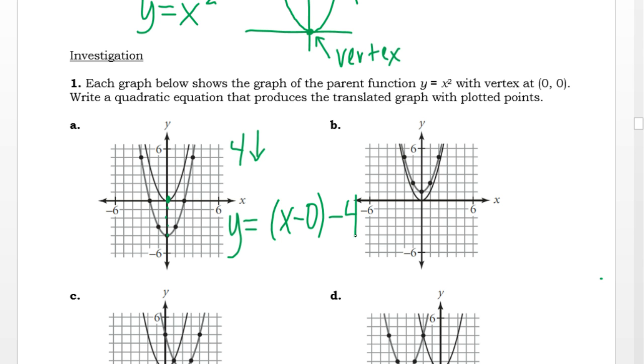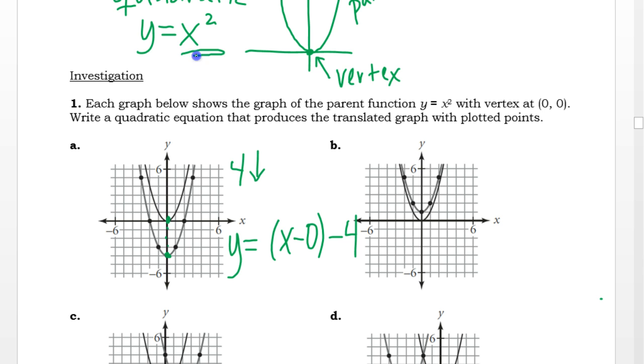Now if I stopped there, it would just be a line going through that point. And I don't want a line, I want a parabola. So to do that, I need to incorporate this x squared. So all I'm going to do is put a little 2 outside of the parentheses, and then if I were to use that equation, that would match that parabola exactly. It's a parabola, a quadratic, and it moved over 0 and down 4. So it's the same as yesterday. We're just putting a little 2 up instead of a slope in front, and everything else is the same.